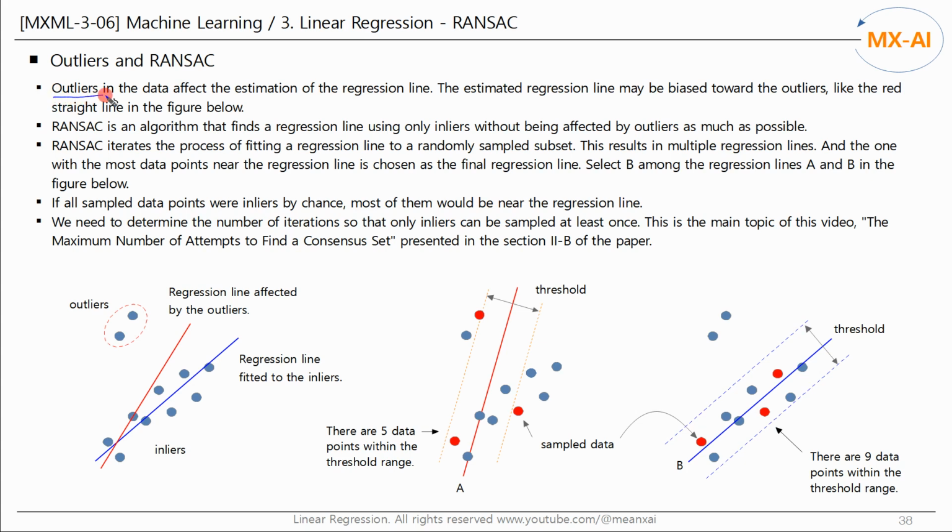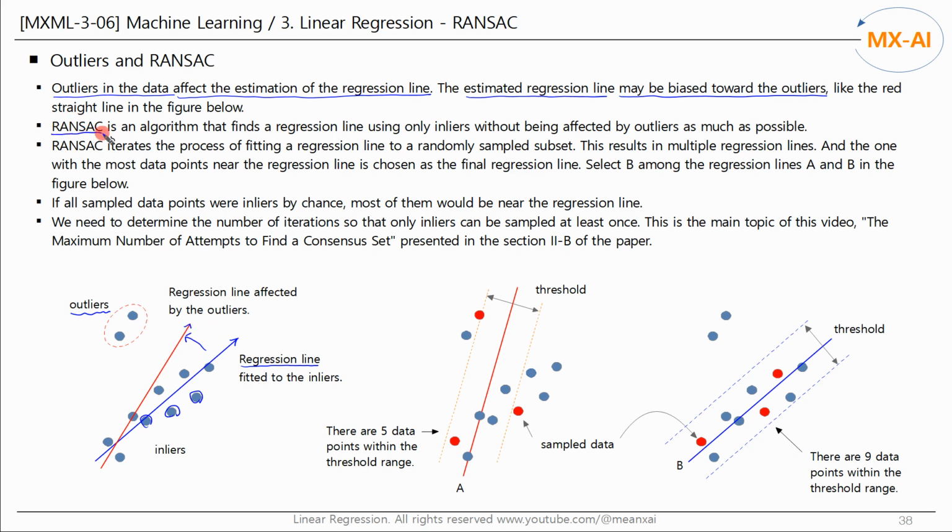Outliers in the data affect the estimation of the regression line. The estimated regression line may be biased toward the outliers. In the figure below, there are inliers, which are the normal data points, and outliers, which are abnormal data points. If you fit the regression line to the inliers, the regression line becomes the blue straight line. However, due to the influence of outliers, the actual regression line will be the red line.